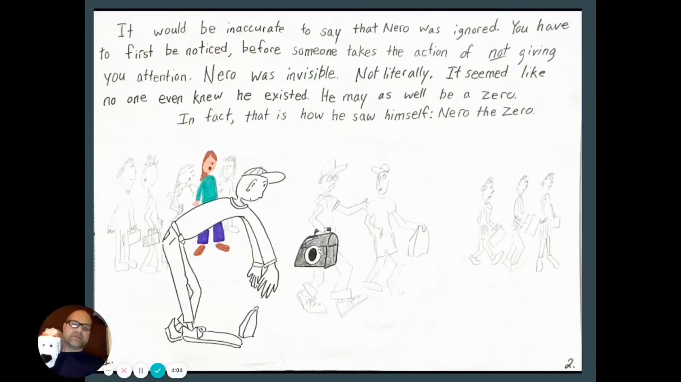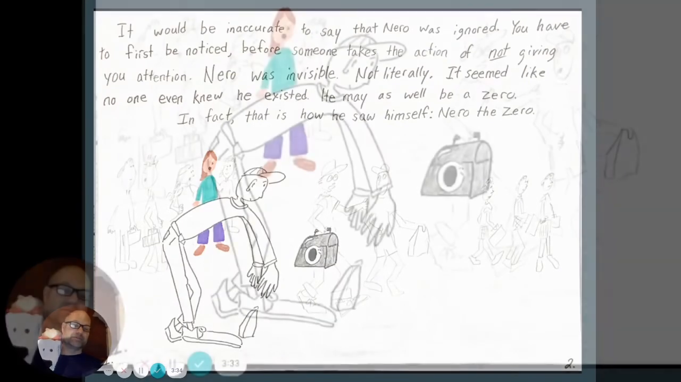It would be inaccurate to say that Nero was ignored. You have to first be noticed before someone takes the action of not giving you attention. Nero was invisible. Not literally. It seemed like no one even knew he existed. He may as well be a zero. In fact, that is how he saw himself. Nero the Zero.